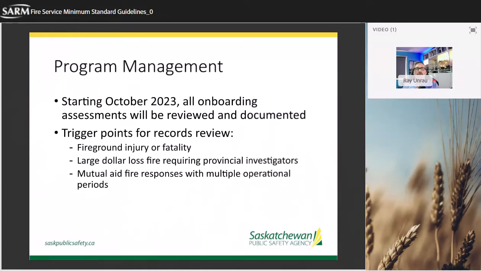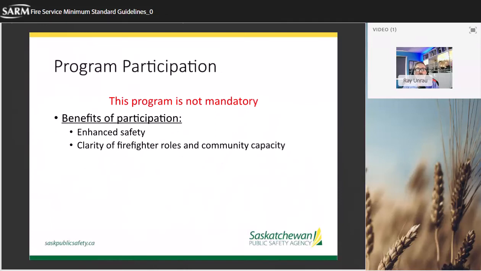So we don't want to show up and look at your paperwork every time you have a mutual aid response. For these really large, unusual events in your community that have multiple operational periods, we want to use those as an opportunity to come alongside your fire department and the mutual aid folks within your fire service area, to make sure the service levels are not getting in your way and that hopefully they're being somewhat helpful.